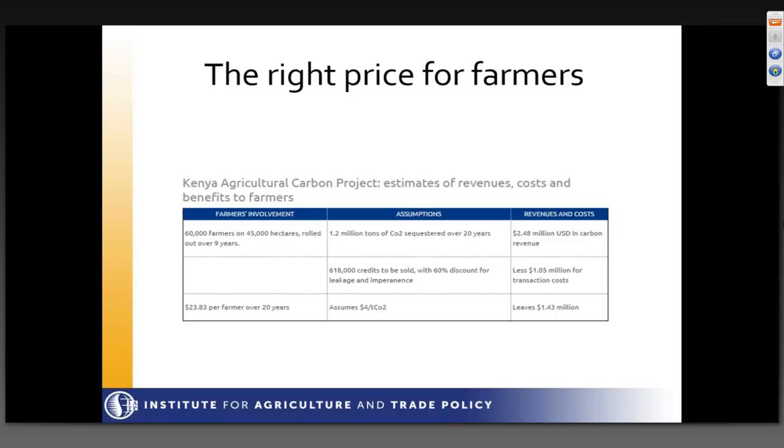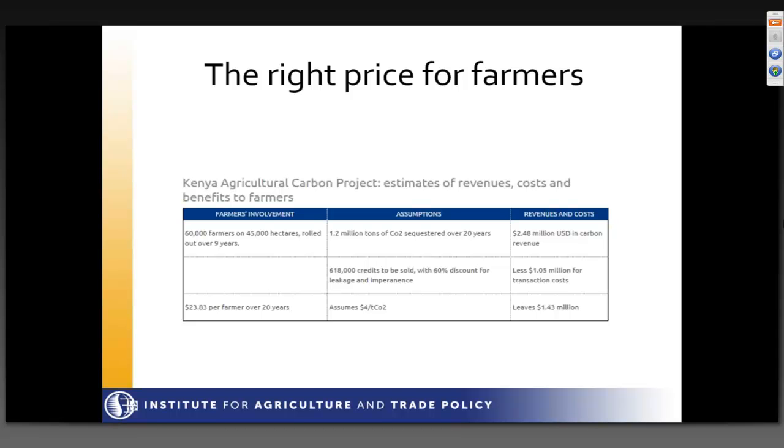And then this gets to another point that Renata made, which is: what is the right price for farmers to engage in this? What makes sense for them? At what point do they say, I'm going to do something different? Because as she pointed out, it has to be additional practices. It can't be what you were already doing. You need to take further steps around sequestration.